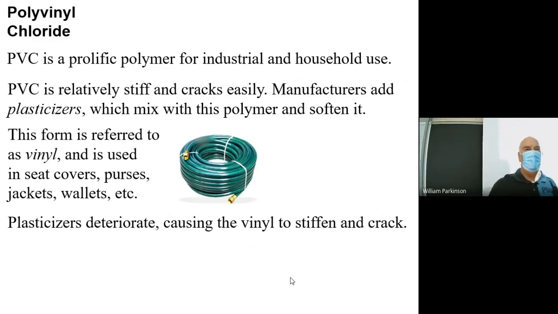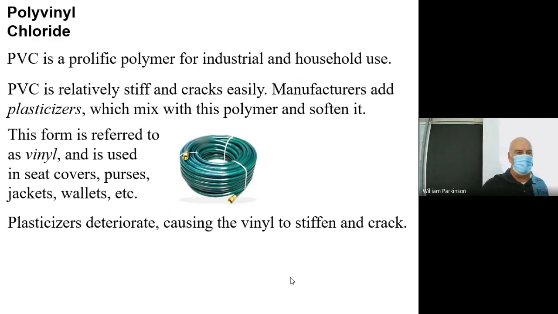Now, if you get certain materials and put them on your vinyl, it kind of replenishes the plasticizer that is in the material. Now, what do they call that stuff that you put on your car and wipe on your car? I think they call it Armor All.